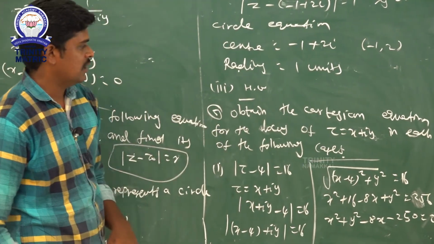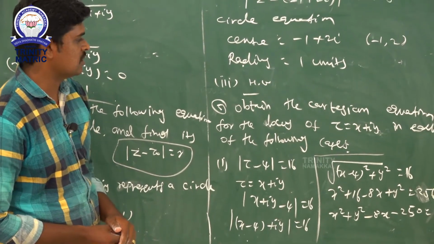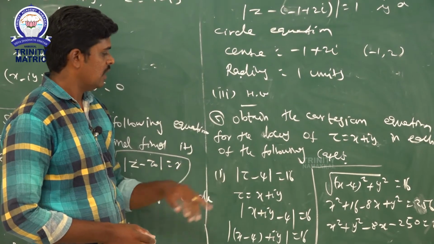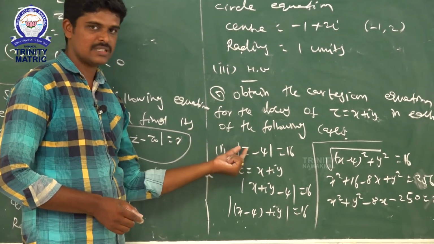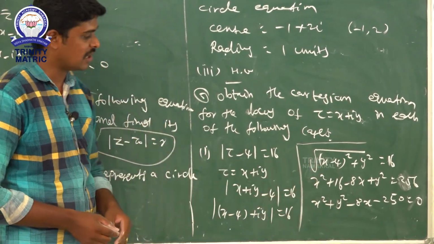Okay. Next, go to the fifth question. Obtain the Cartesian equation of a locus of z equal to x plus iy in each of the following cases. Already we know z means x plus iy. Put it in place of z as x plus iy, and finally we get an equation in x and y. This is the Cartesian form.